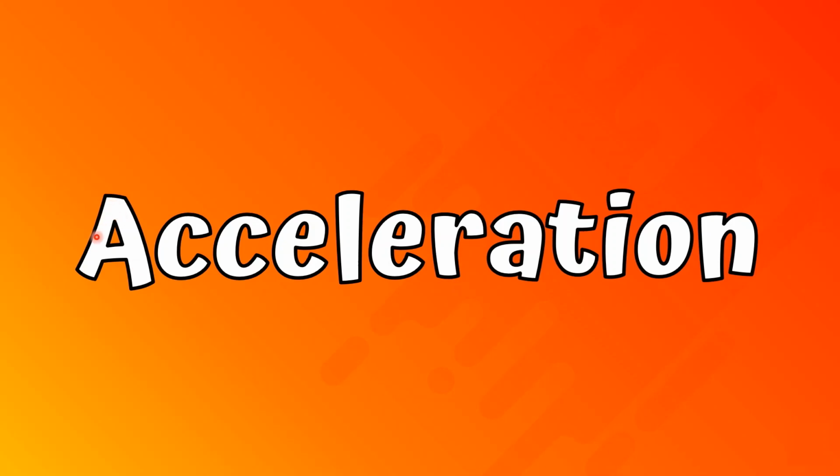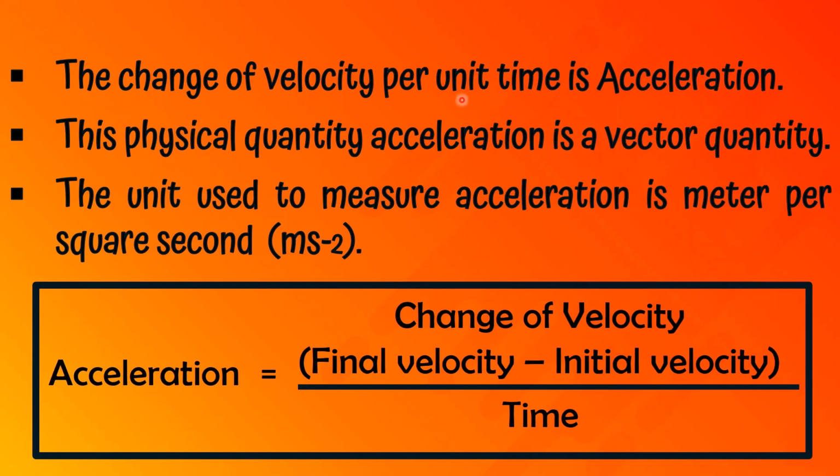Okay, our final subtopic is acceleration. The change of velocity per unit time is acceleration. This physical quantity, acceleration, is a vector quantity. It means acceleration has a magnitude as well as a specific direction. The unit used to measure acceleration is meters per square second, in other words, ms^-2.